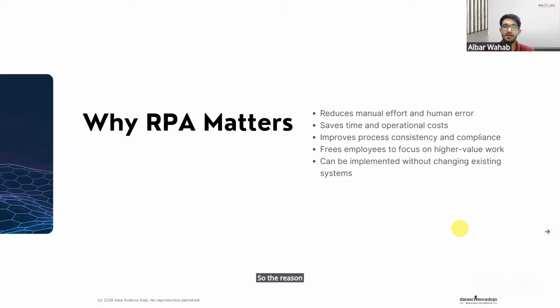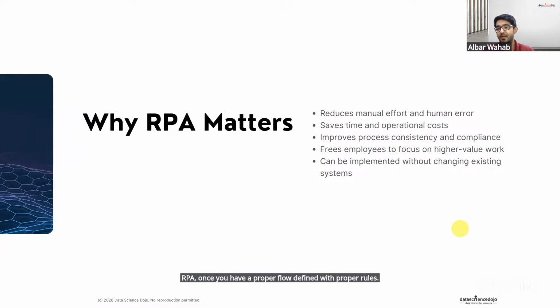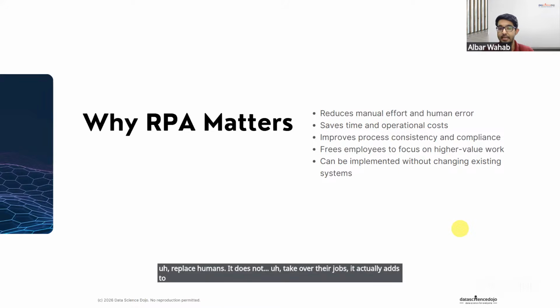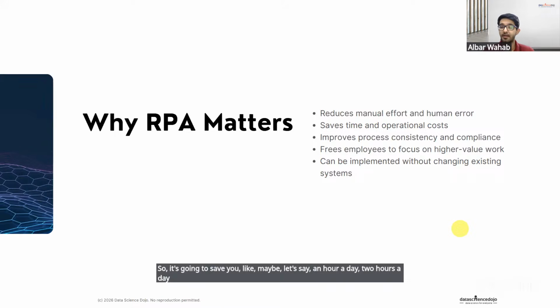The reason why it matters is that it reduces manual effort, and humans are likely to make errors. Once you have a proper flow defined with proper rules, RPA is not going to make a human error because it's going to do the job perfectly. It also saves you time and cost, and it works better with compliance. And the main advantage is that RPA does not replace humans. It does not take over their jobs. It actually adds to their role. It frees up their time so they can focus on high value work. It's going to save you maybe an hour a day, 2 hours a day, that will let you do other tasks that are of high priority.